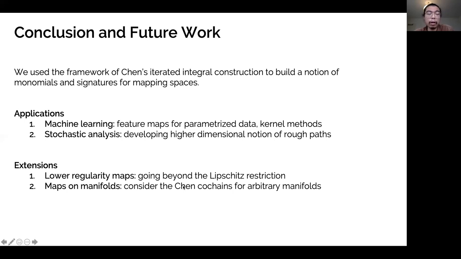And also we can consider maps on manifolds. So when I talked about Chen's cochain construction, this was very general, and the codomain could have been any manifold. We could take some D forms in these manifolds and potentially construct similar monomials for maps on manifolds.